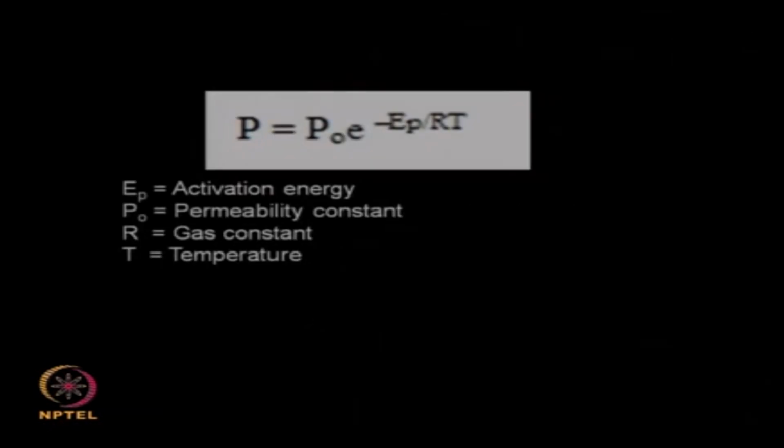Now we mentioned that it is a function of the Arrhenius equation. So we have the permeability P equal to P0 exponent raised to the power minus EP by RT. EP is the activation energy, R is the gas constant and T is the temperature. P0 is the permeability constant.